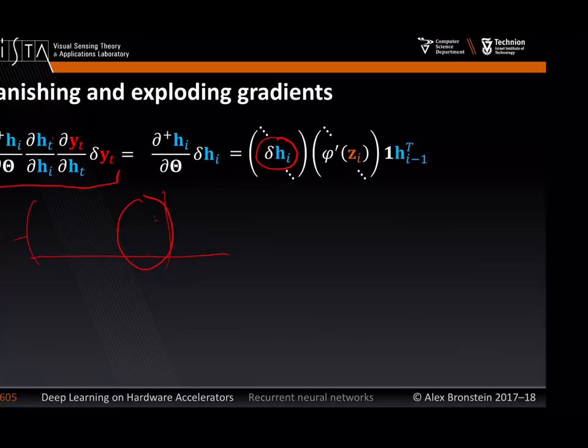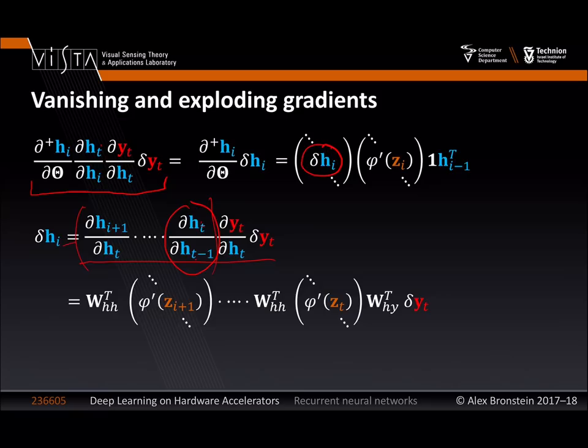Okay, so basically what we are going to have eventually is a long product of WHH transpose phi prime. And of course, phi prime is evaluated at different points, at Zt, Zt minus 1, Zt minus 2, until Zi plus 1. Okay, so just a big product of these matrices times what is written here. So this is going to be one of the contributions to our gradient.